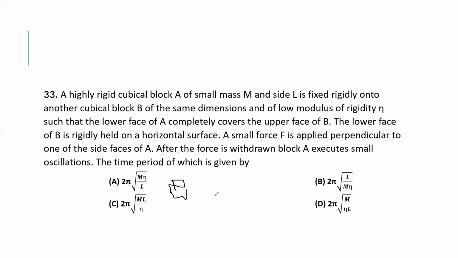So modulus of rigidity is given as eta, such that the lower face A completely covers the upper face of B. The lower face of B is rigidly held on a horizontal surface. A small force F is applied perpendicular to one of the side faces A. After the force is withdrawn, block A executes small oscillations, the time period of which is given by. So here we need to calculate the time period. We can take mass as m, coefficient of rigidity is taken as eta.